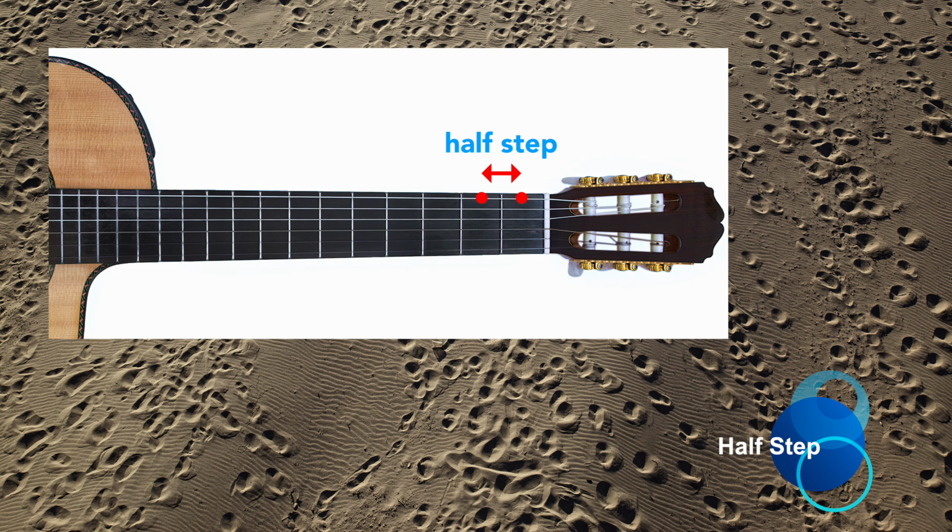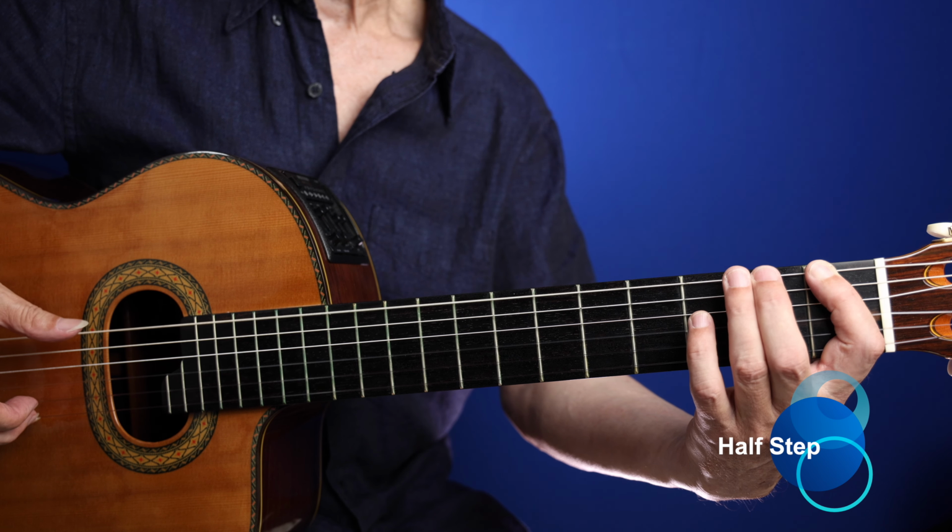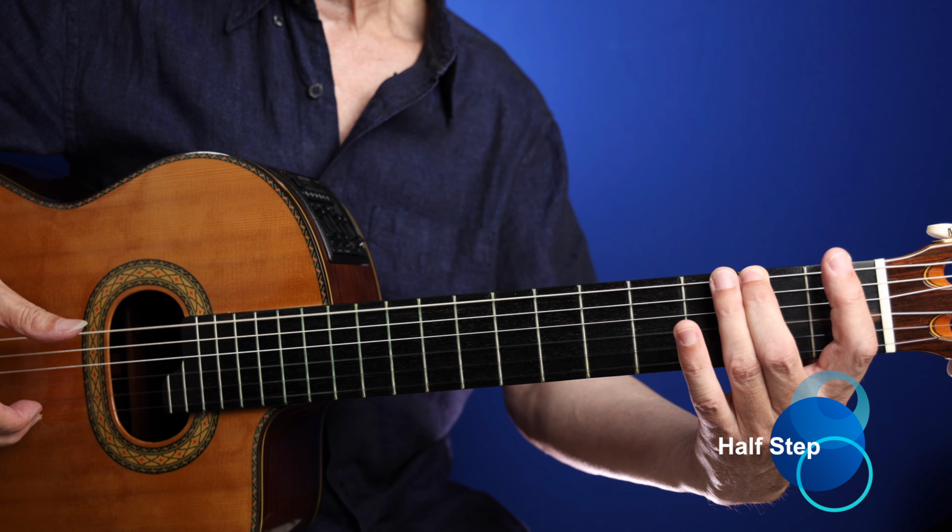A half step is the smallest interval or space between notes. To hear a half step, play notes on adjacent frets on the same string of the guitar. Or you could sing Ti, Do in the major scale to hear the sound of a half step. On the guitar, a half step is usually a 1-fret movement along the same string.